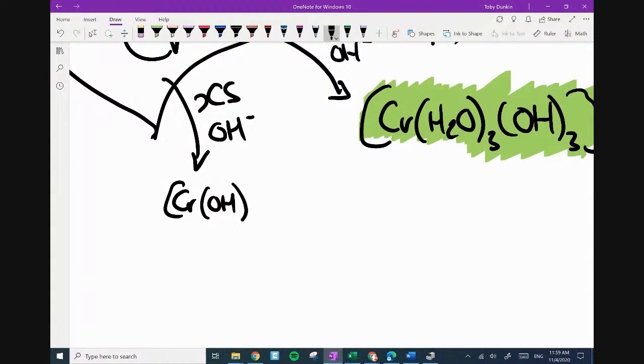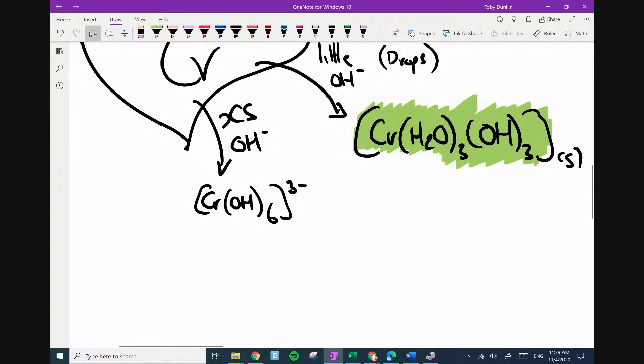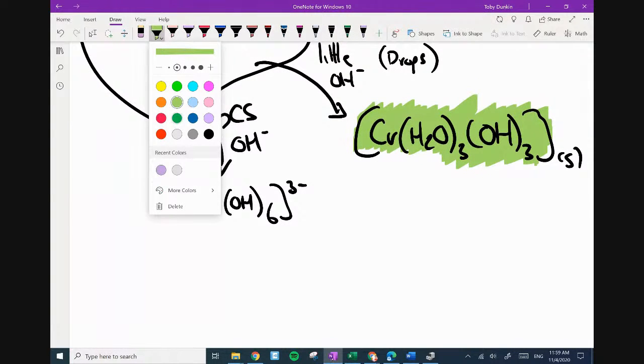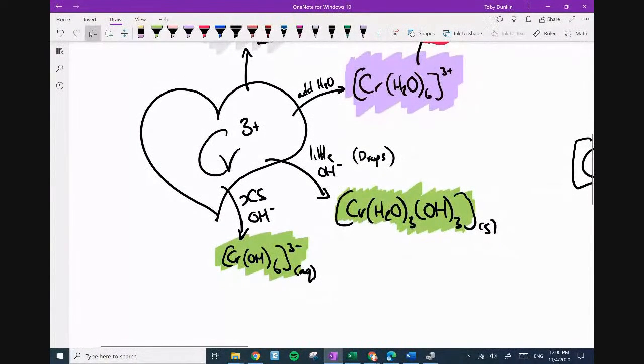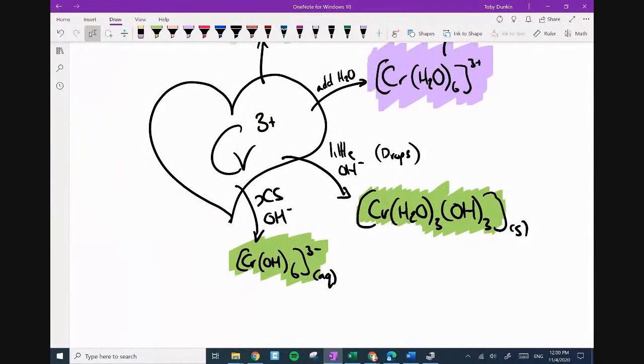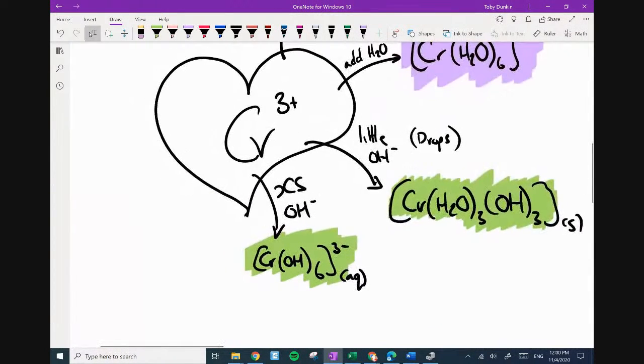So we now form the hexahydroxy chromium 3 complex. Please note, it is actually still green, but now all of a sudden it disappears. It redissolves. Instead of being a solid, it's now aqueous. Right, so we've done the little OH minuses and excess OH minus, sodium hydroxide. Now we need to drop into the ammonia side.